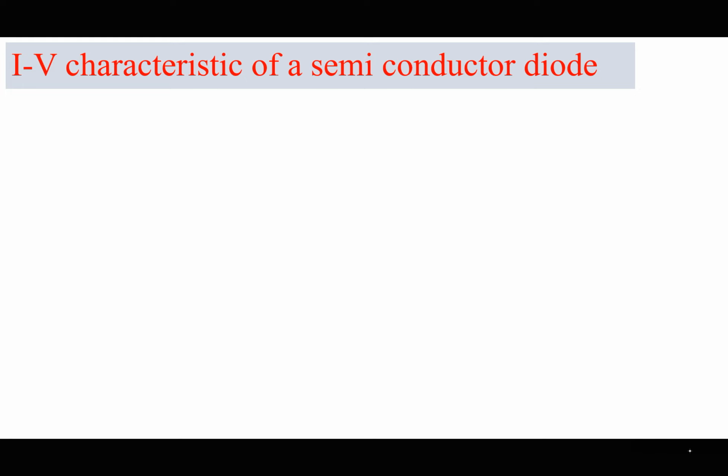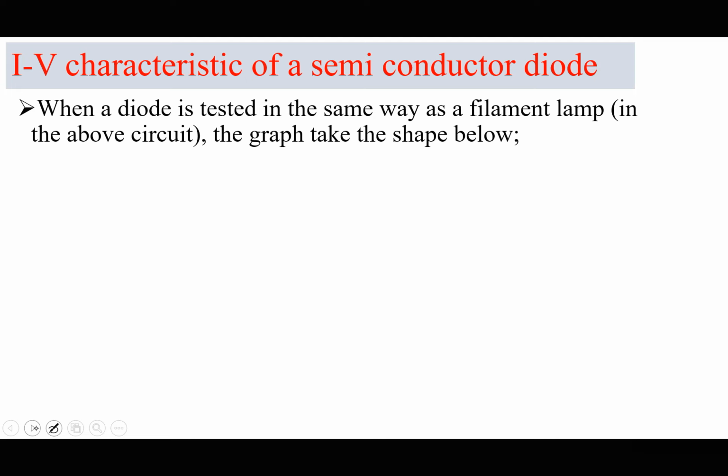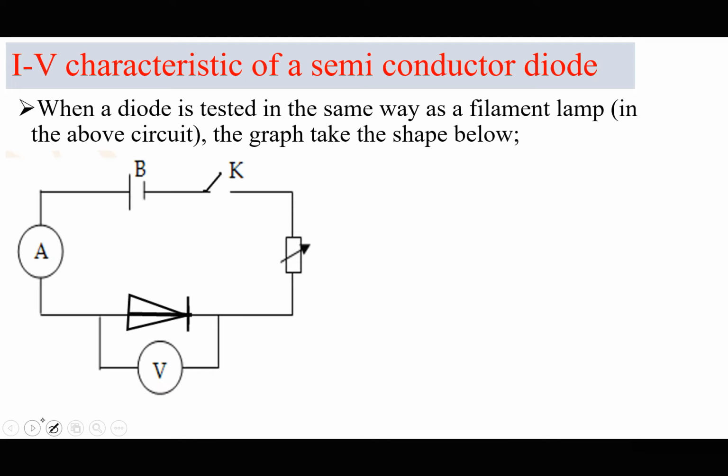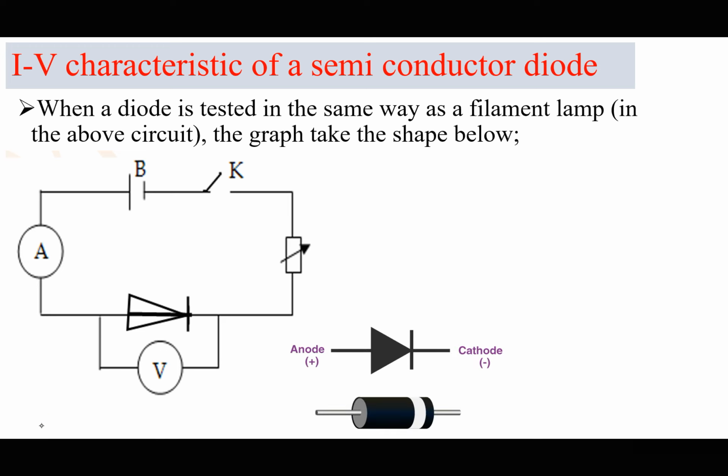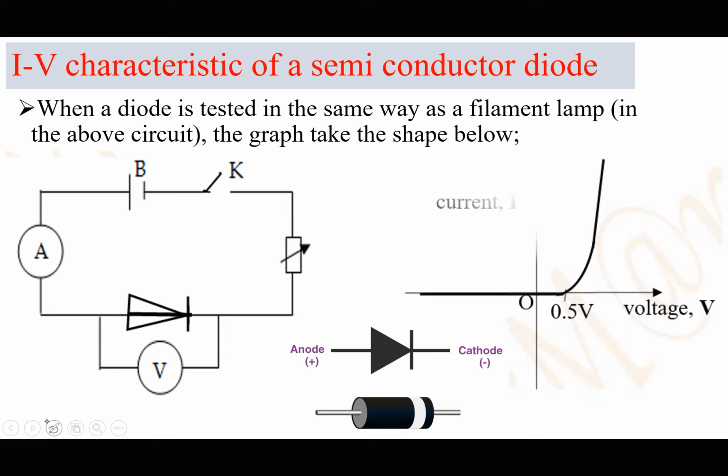So initially they will not conduct because they will not have enough energy to conduct electricity. So a semiconductor will also not be an ohmic conductor. It will not be like a metal wire, even though it may be made out of a metal wire. So when a diode is tested in the same way as a filament lamp and a metal wire using the same circuit as we have seen, of course we shall have a graph which looks like this.